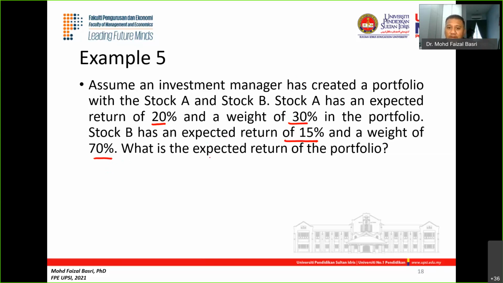So what would be the ER of portfolio? I add the word portfolio here to differentiate the ER for individual and for the portfolio. So the weight for stock A is 30% and the ER is 20%. This is the ER. And I add the second weight, 70% for stock B, and the ER is 15%.